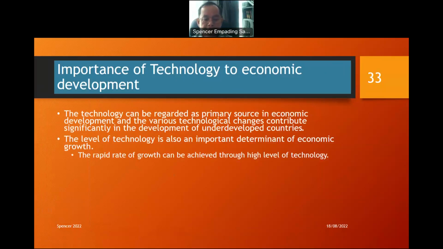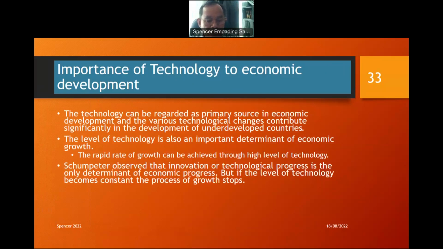So a rapid rate of growth can be achieved through a high level of technology. For example, Schumpeter, the economist, observed that innovation or technological progress is the only determinant, the only factor of economic progress. But if the level of technology becomes constant, the process of growth stops. So what he is doing is emphasizing the importance of technology. Technology can promote growth, but if the use of technology is very low or zero, then growth also stops, or there is zero growth.